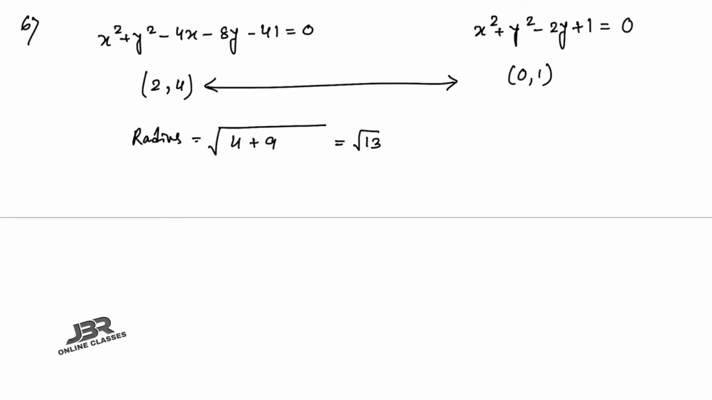Now the equation will be (x minus 0) square, that means x square, plus (y minus 1) whole square equal to root 13 square, so it's 13. So that means x square plus y square minus 2y plus 1 minus 13, it will be minus 12, equal to 0. That is your required equation.